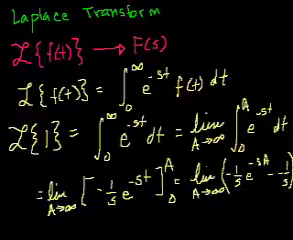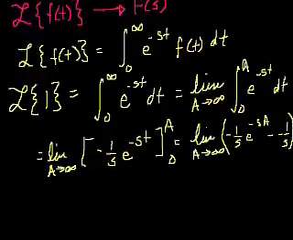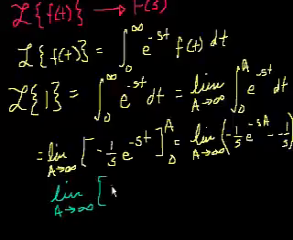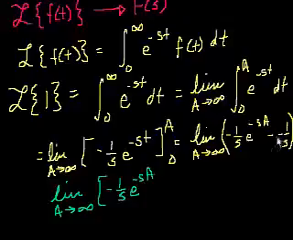Fair enough. And then let me scroll down a little bit. I wrote a little bit bigger than I wanted to, but that's okay. So this is going to be the limit as a approaches infinity of minus 1 over s e to the minus s a minus 1 over s. So plus 1 over s.